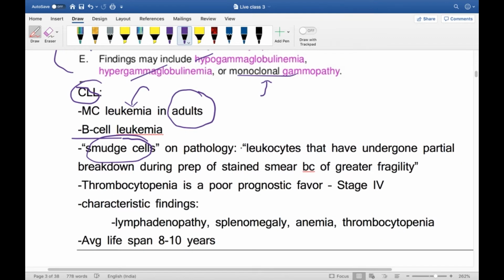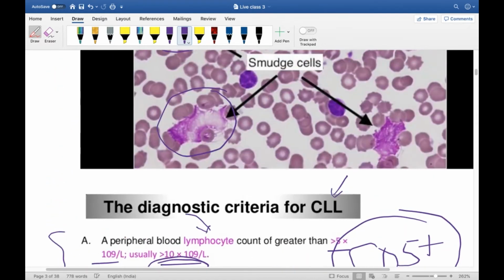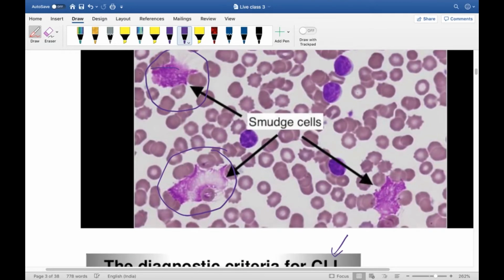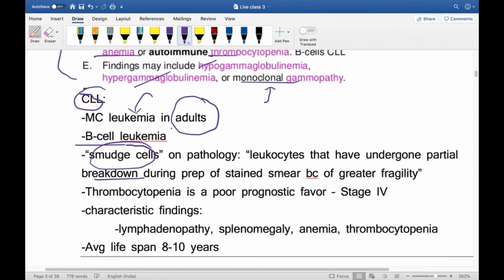Smudge cells on pathology. So what are smudge cells? In CLL, whenever you are preparing the smear, there is a fragility of the cells. So that is the reason they undergo a partial breakdown. And because of that partial breakdown, you get a cell that looks like this. So this is called a smudge cell, is what you should remember.